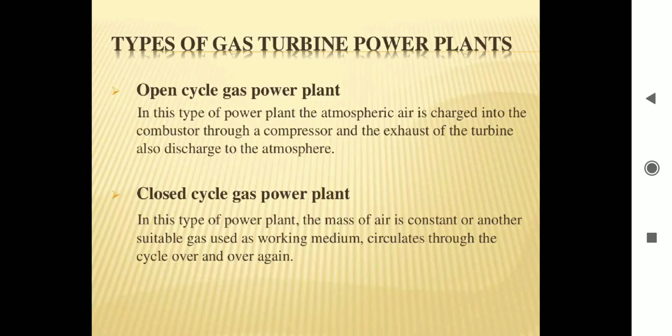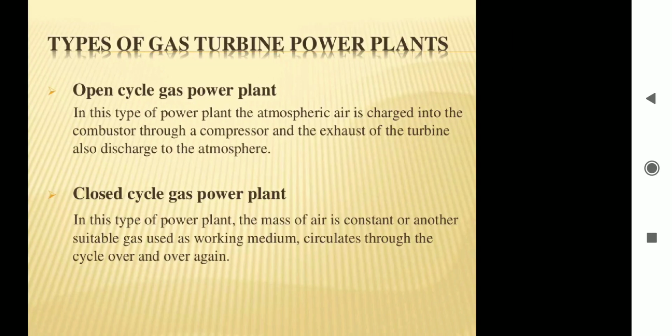And in a closed cycle gas turbine plant, we are using a constant amount of air, and apart from this we are using another working medium, which is circulated again after the turbine exhaust. It is circulated in this cycle. So that's the closed cycle of the gas turbine power plant.